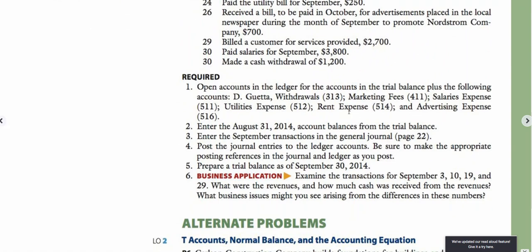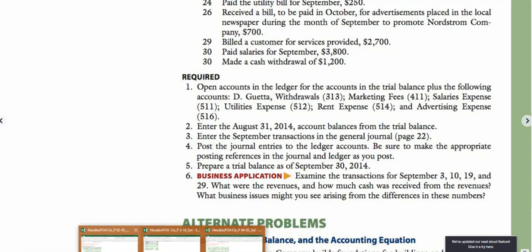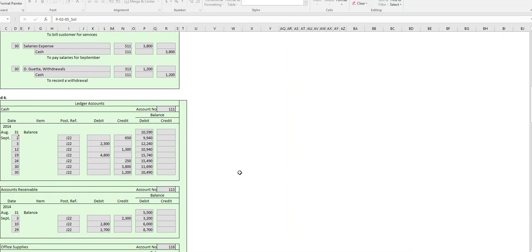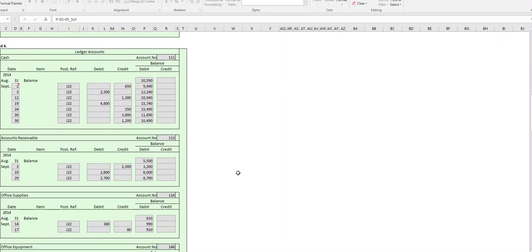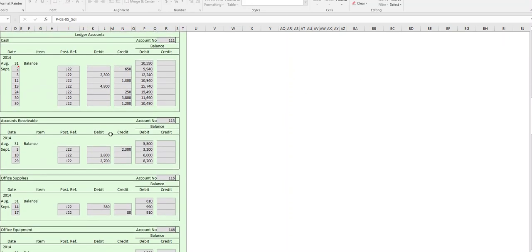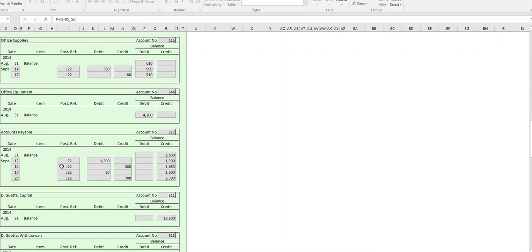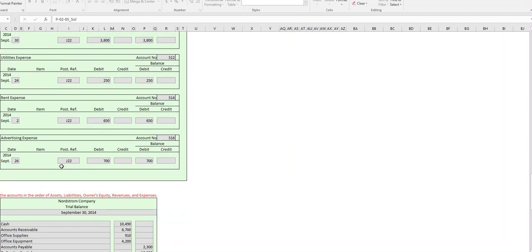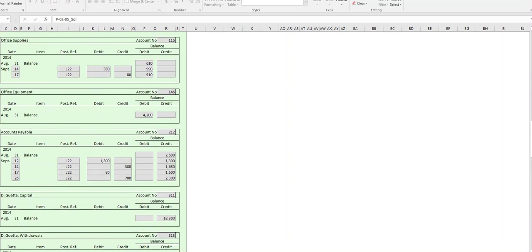accounts. Now, since we're using the Excel file, and this is why I chose to change to the Excel file, you don't have to create these. They've already been created for you. So here is the Excel file, and here are the ledger accounts that they're talking about. So we can see them here. You didn't have to create them. They created them already for you.